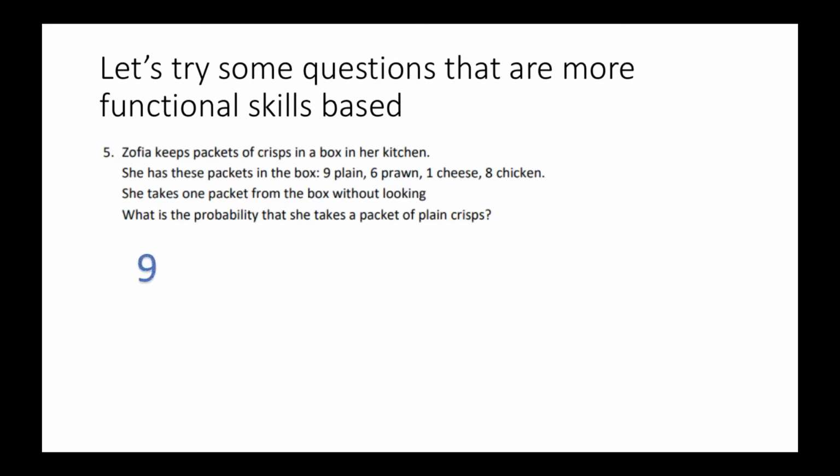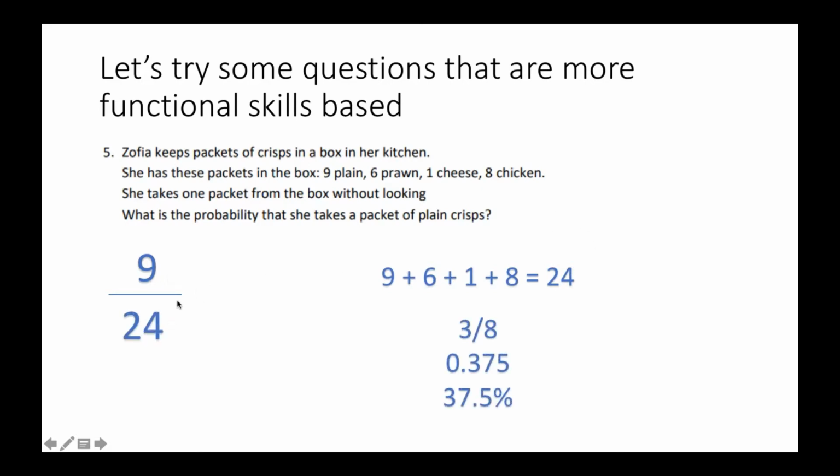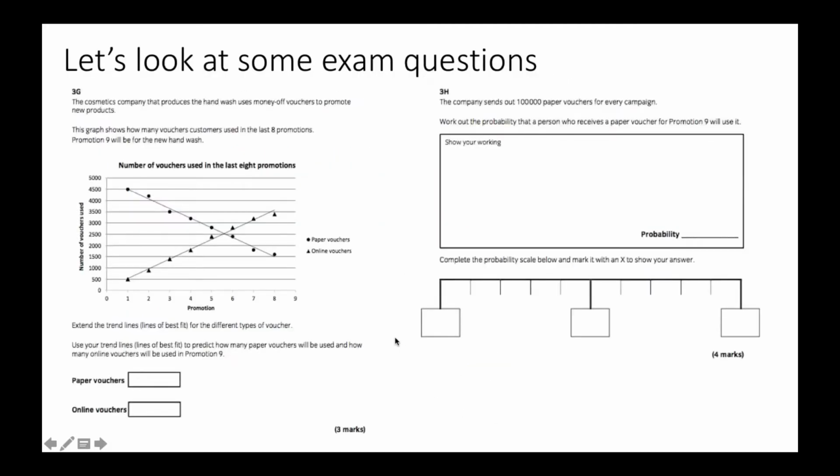So, there are 9 plain crisps, 9 packets, out of a total of, and then we need to add all of those up, 24. Okay, 9 over 24, you can cancel the fraction down as much as you can by dividing by 3s. It gives us 3 eighths. So 9 divided by 24 or 3 divided by 8 on a calculator will give us 0.375 or 37.5%.